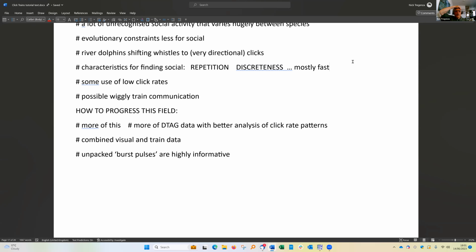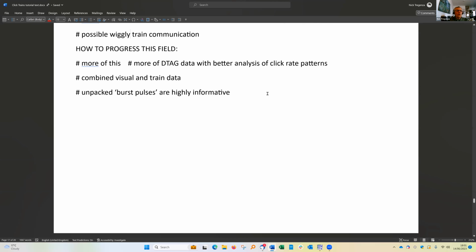So I think that their kind of qualifier at the end, that they thought there was probably a lot more going on, is definitely right. Some use of low click rates, possible wiggly train communication. So how do we make progress? It looks astonishingly difficult to me.